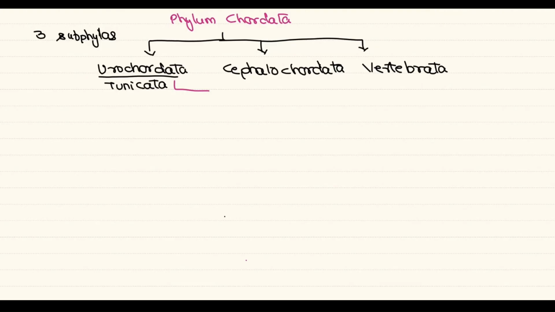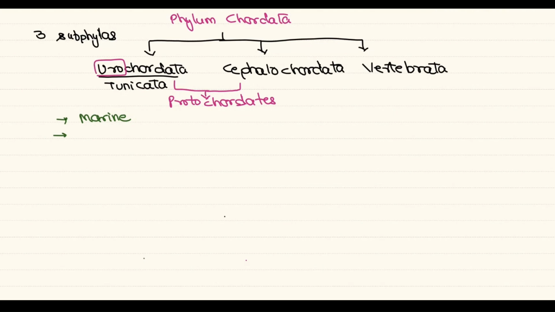The Urochordata and the Cephalochordata subphyla are together called protochordates, as these are the first form of chordates. So these two, that is Urochordata and Cephalochordata, are called the protochordates. Now let's see the common characteristics of the protochordates. These are exclusively marine in nature. They are seen only in the sea region.